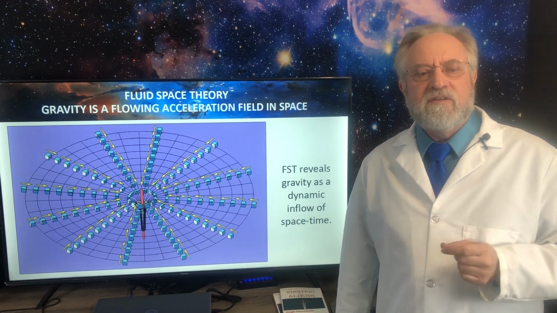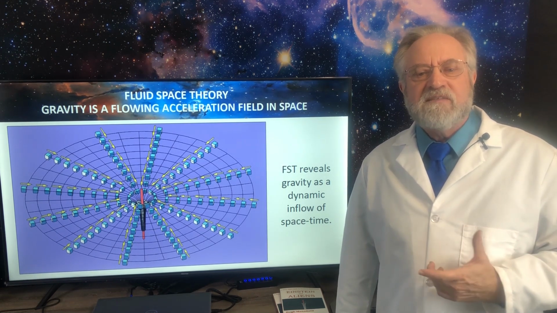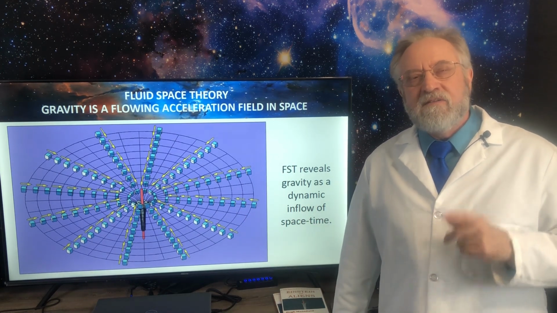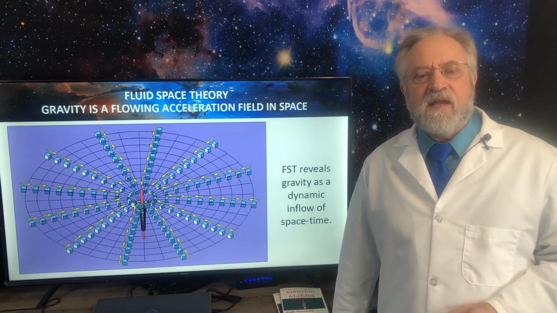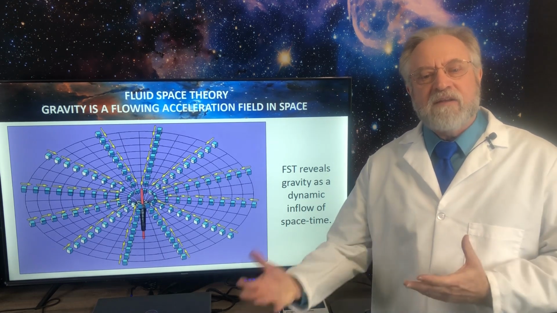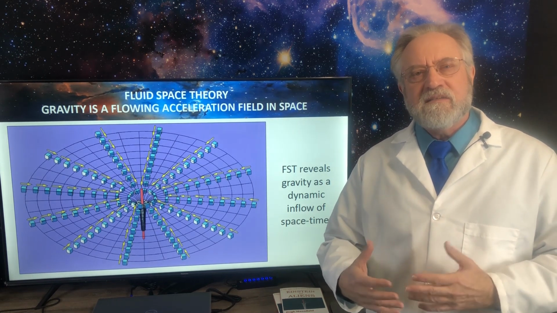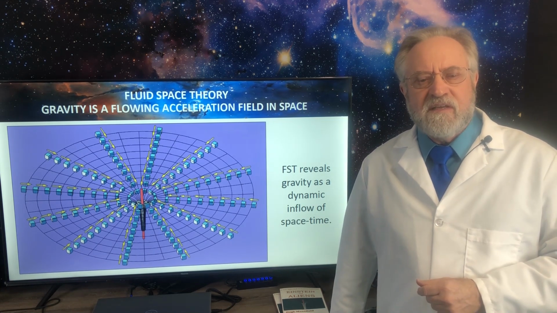Keep watching and you'll learn about subjects like the Olbers aberration, how space and galaxies might actually be contracting. And then you'll find out what dark matter actually is, what's really inside a black hole, how antimatter is different from matter, and there's a fundamental way that is explained by fluid space theory. And fluid space theory can even tell us more about the expanding cosmos.